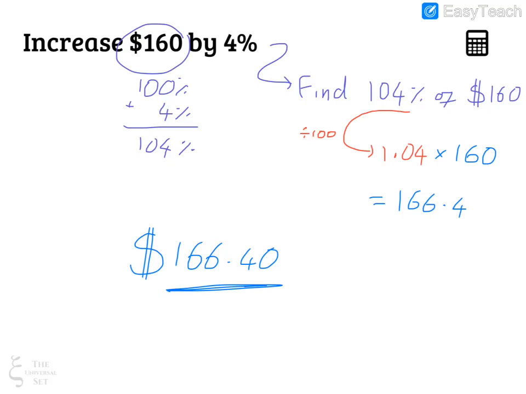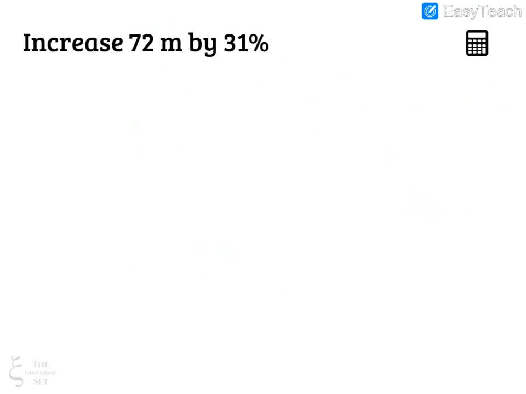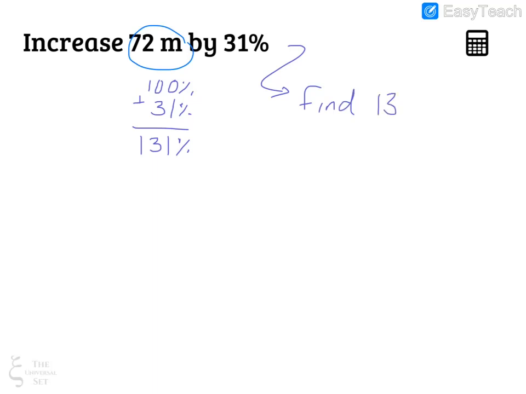Final example we're going to look at, it'll be a similar one to what we've just done here. We're increasing 72 meters by 31%. So we're starting with this 72 metres here. That's my 100%. There it is. I'm increasing, so we need to add on 31%. 100% plus 31%, that's obviously 131%. So this question is exactly the same as saying, let's find 131% of 72 metres.